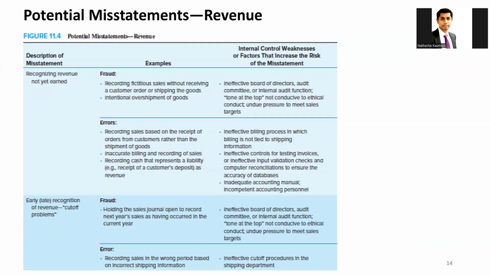So again, what are the internal control weaknesses? As we mentioned, ineffective boards and internal audit committees. Basically, the tone at the top is not good because the top layer is not considering internal controls seriously. And then ineffective cutoff procedures in the shipping department. If the procedures for shipping documents, putting the dates and all, are ineffective, there can be internal control weaknesses as well, which lead to some errors. So those are two potential misstatements in the revenue cycle.